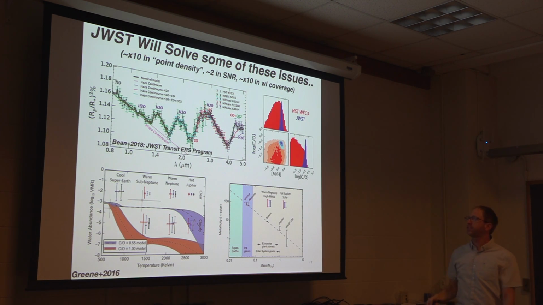JWST will solve some of these issues, right? James Webb is going to be about a factor of 10 or more in resolution. The mirror is bigger, which doesn't buy you that much more signal to noise. It's linear in the mirror diameter.